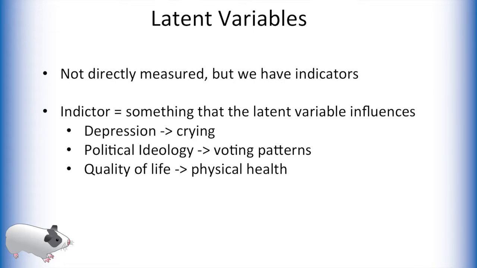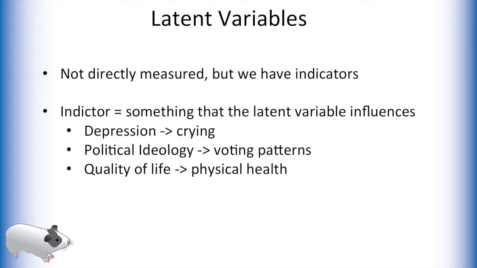Latent variables are an interesting concept that present themselves in many fields of study. The idea of latent variable modeling is that we have something we are interested in, but that thing is either very difficult or impossible to directly measure. What we have, though, are indicators of that something we are interested in. An indicator is just something that a latent variable is suspected to influence.